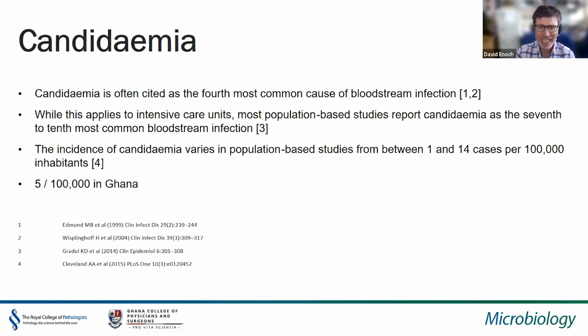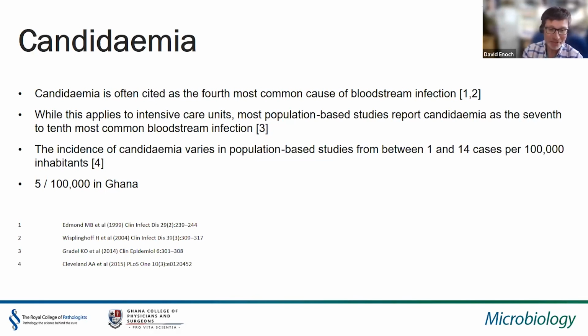As I said, Candidaemia is often cited as the 4th most common cause of bloodstream infection. I think that's probably predominantly in ITU patients rather than general patients. A lot of these studies are from teaching hospitals rather than from district hospitals, so it's a bit variable. The incidence varies from 1 to 14 cases per 100,000.